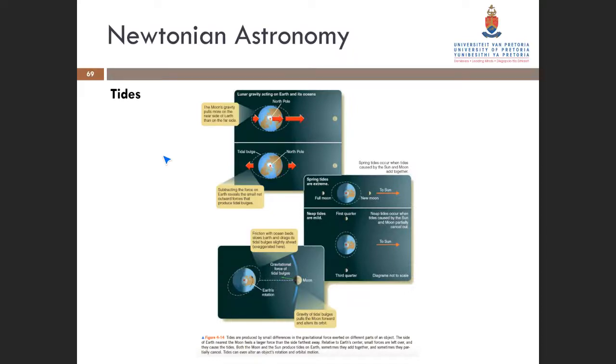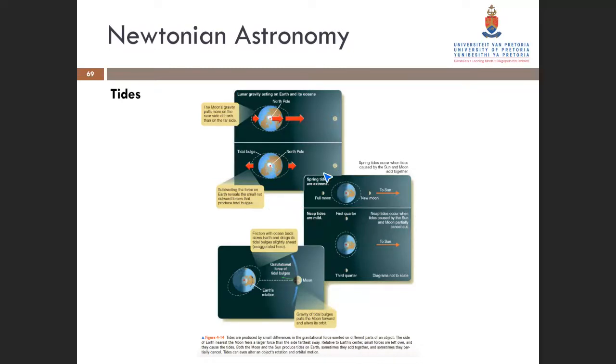So how do tides work? The moon's gravity pulls more on the near side of Earth than on the other side. Here we can see the moon orbiting Earth. It pulls more on the one side. Subtracting the force on the Earth's center reveals the small net outward forces that produce a tidal bulge.